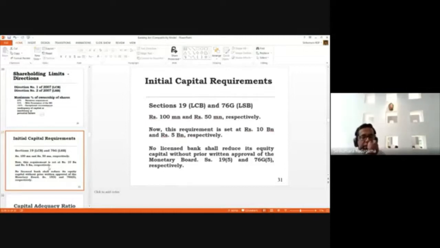Then there is another requirement that no licensed commercial bank or licensed bank shall reduce its equity capital without the prior written approval of the Monetary Board. You see again here, what is the prohibition? You can't reduce your capital without the specific prior written approval of the Monetary Board.